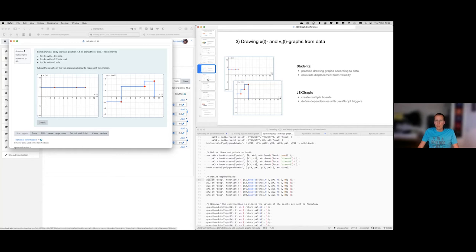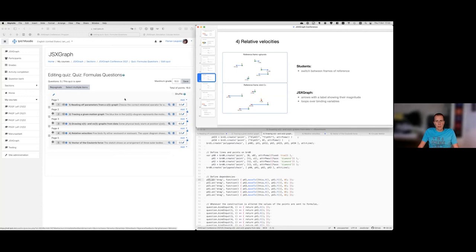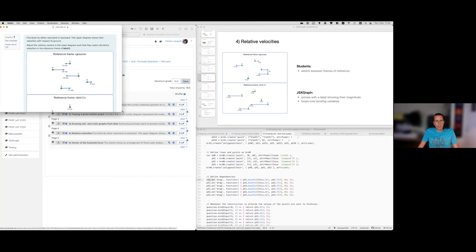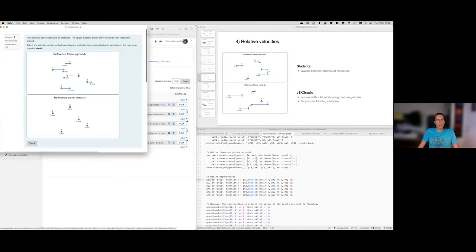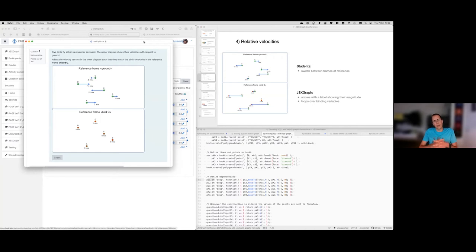Okay, on to the fourth example. This doesn't use diagrams, but basically just an open sketch. And here my goal was to teach the students how to think about changing frames of reference.